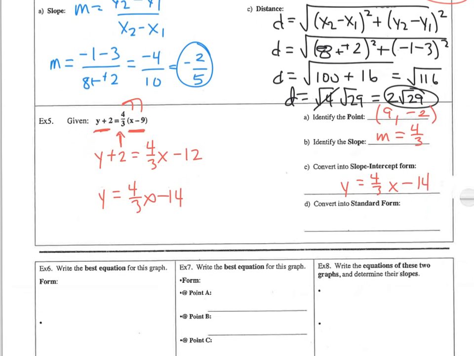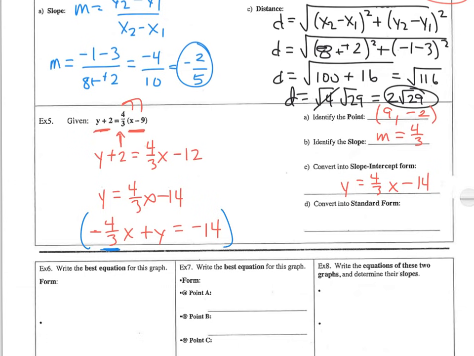All right, standard form. Remember, x and y are on the same side. So I'm going to subtract the 4/3 x over, and I'm going to get negative 4/3 x plus y is equal to negative 14. All right, two things that we talked about if we're going to put in standard form. Number one, we want A to be positive. Right now it's negative. And number two, we said no fractions. We want integers. So I am going to multiply everything by the LCD, which in this case is 3.